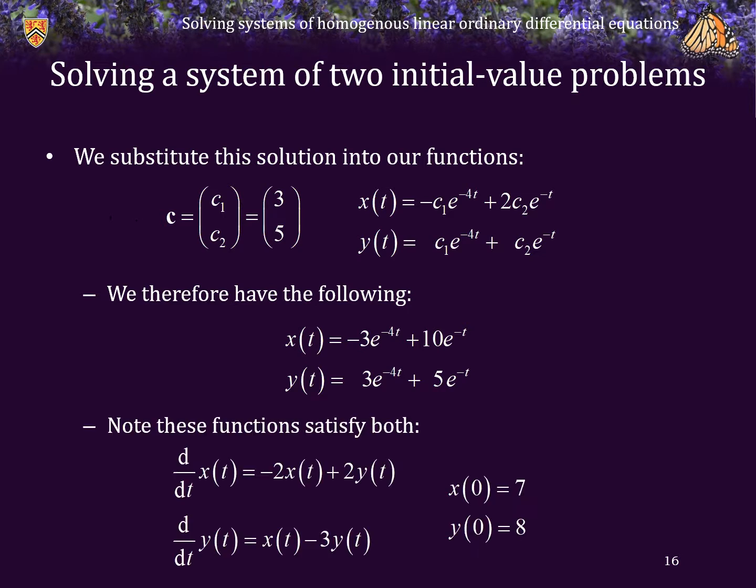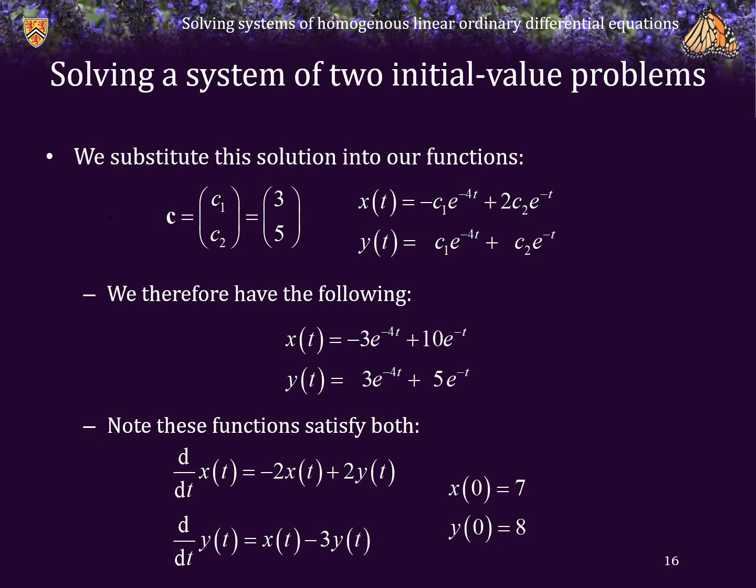You'll notice that these functions satisfy all of these conditions. If you were to take the derivative of the first function, x of t, then you'd see that the derivative does indeed equal -2 times x of t plus twice y of t. Similarly, you can calculate the derivative of y of t yourself. That would be -12 times e to the -4t minus 5e to the negative t. And you would see that that is equal to x of t minus 3 times y of t.